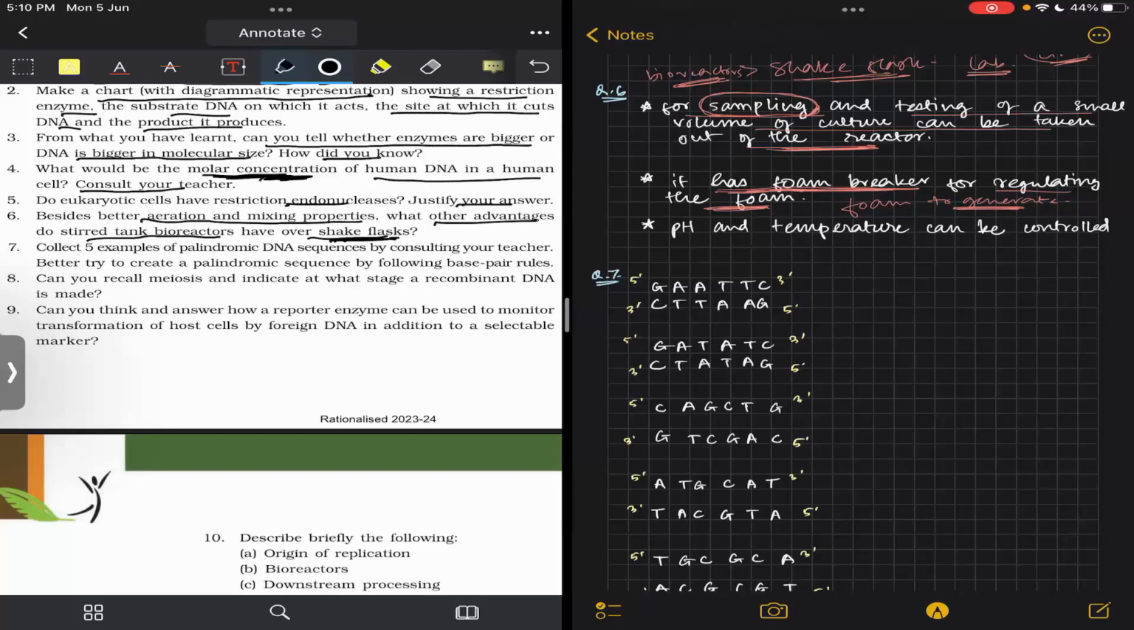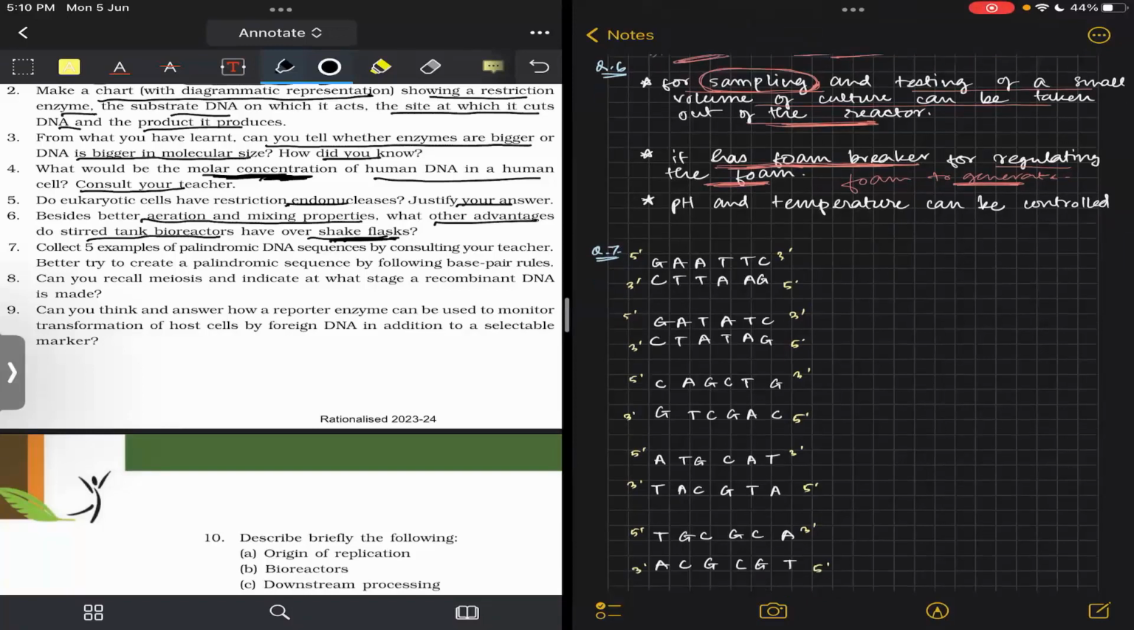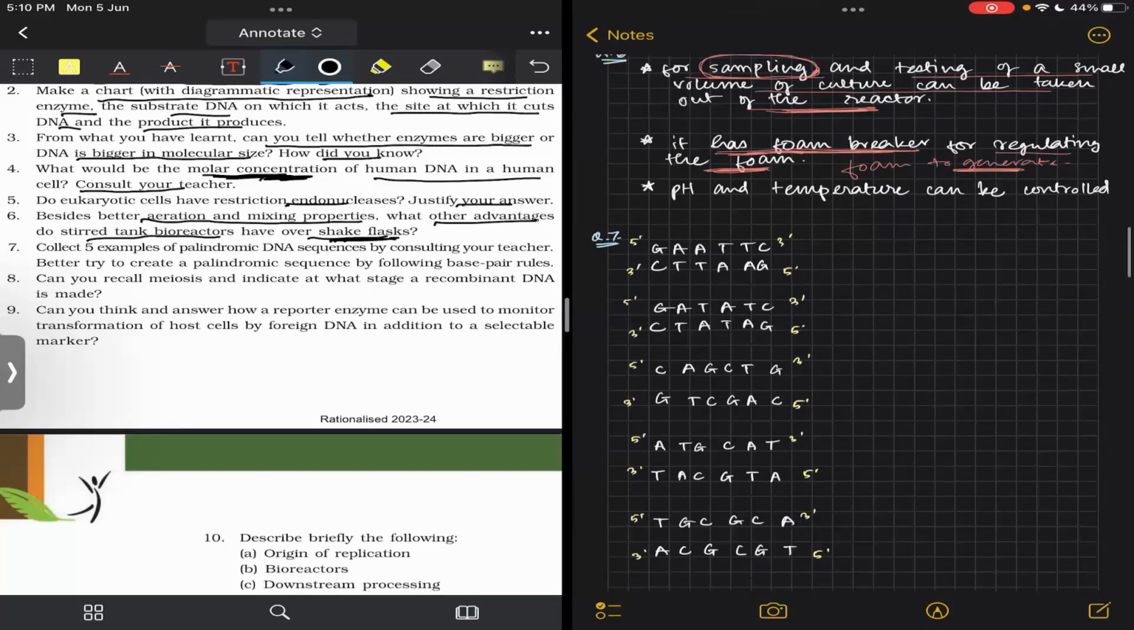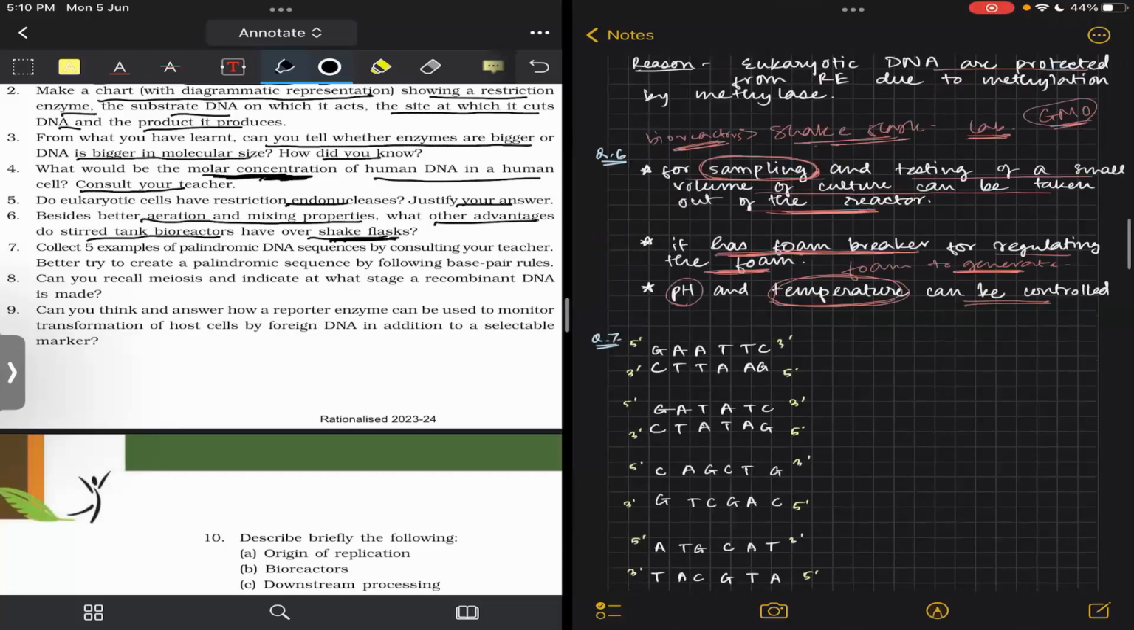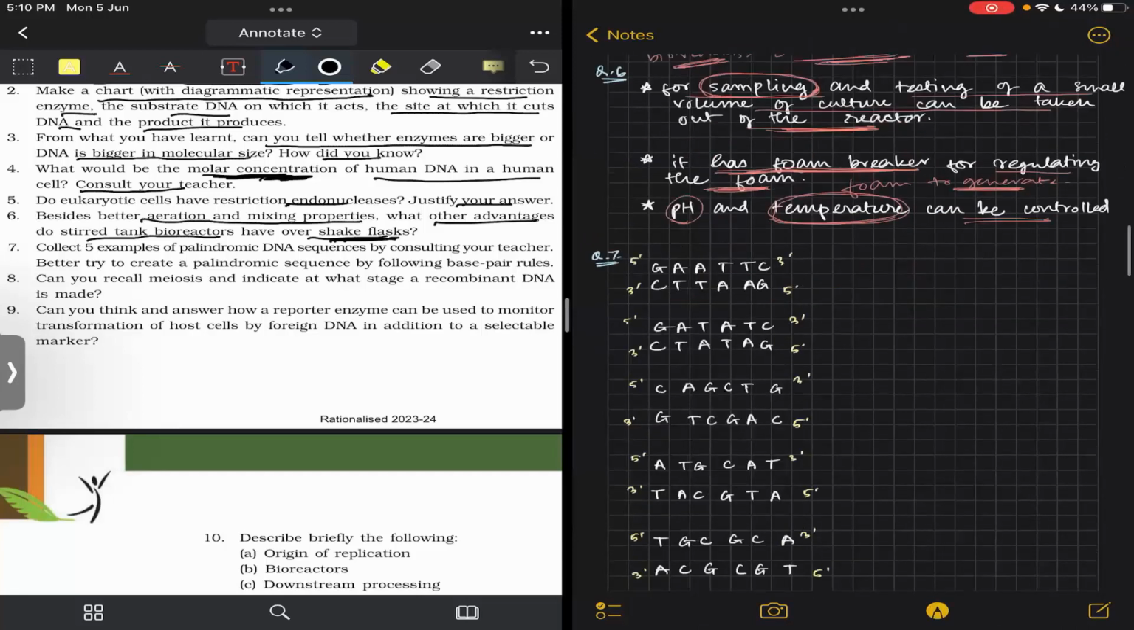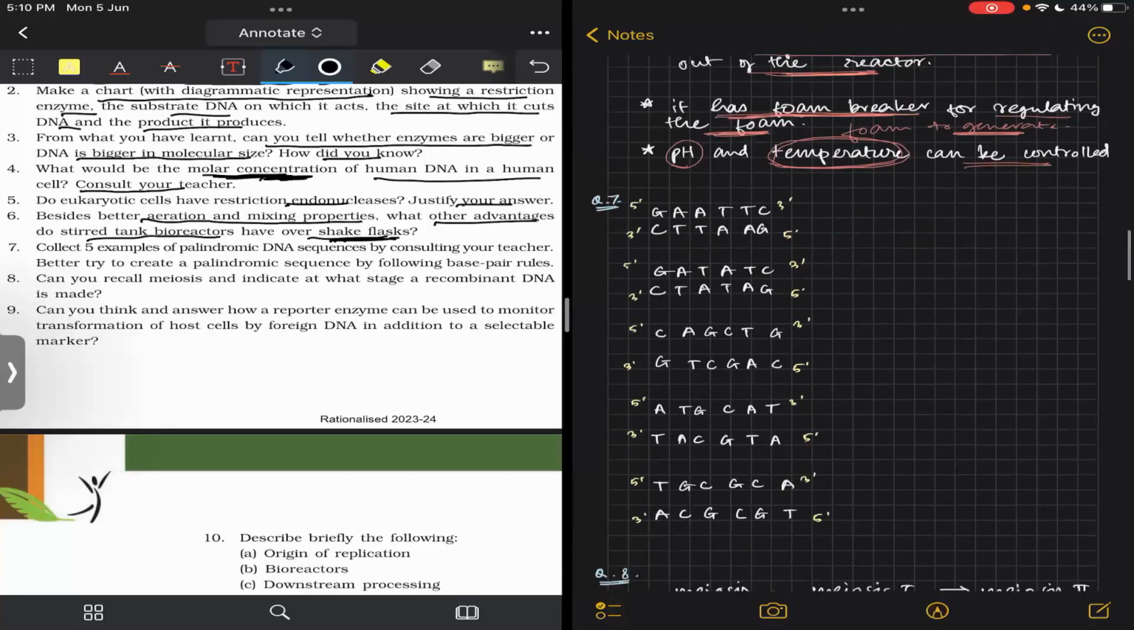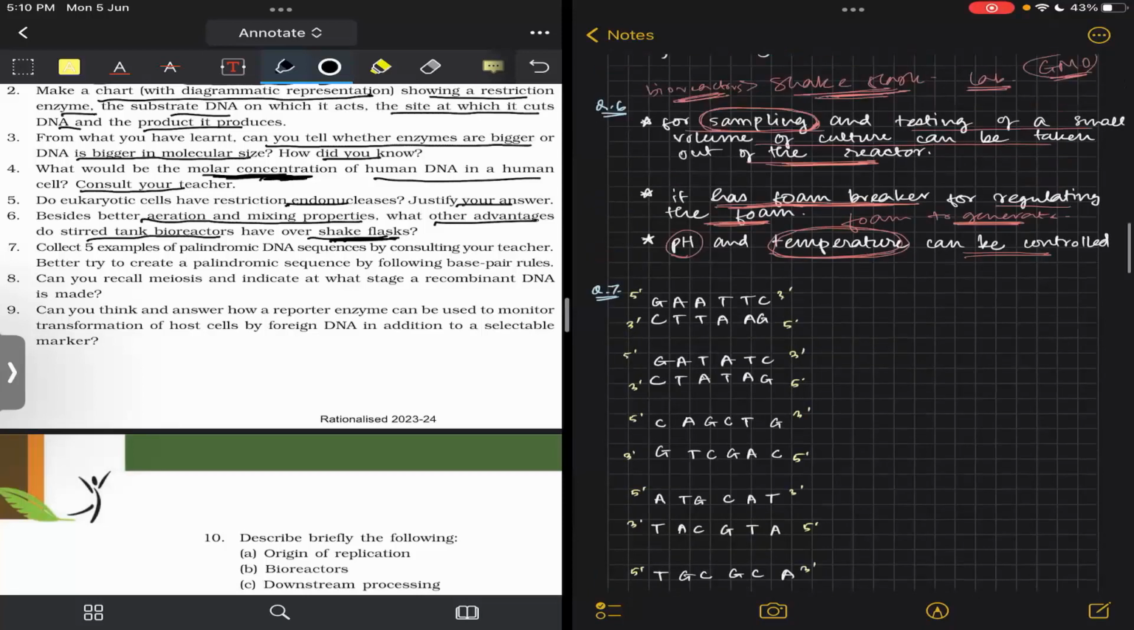It breaks the foam, so it increases the surface area, and it increases the aeration, and it makes the process much more efficient. And the third point is we can control pH and temperature in stirred tank bioreactors, but we cannot control it in a shake flask. So these are the three advantages besides aeration and mixing properties that bioreactors have over shake flask.